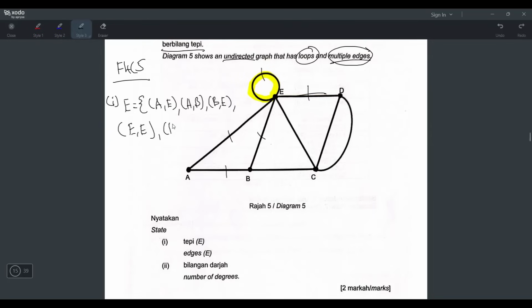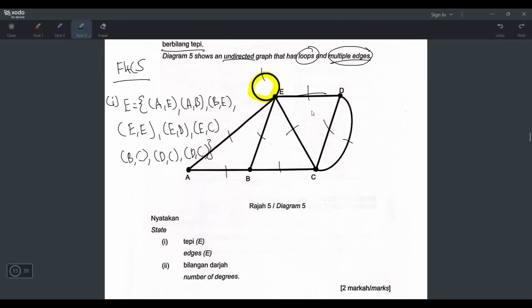So you can write ED, D, and then the next one is this one, maybe EC. Okay, this one you can write BC or CB also can. But if there is an arrow, then you have to follow the order. You have to make sure you write in the correct order if they have the arrow. Okay, DC you have to write 2 times. Why 2 times? Because multiple edges. So DC 2 times. Okay, is that all?